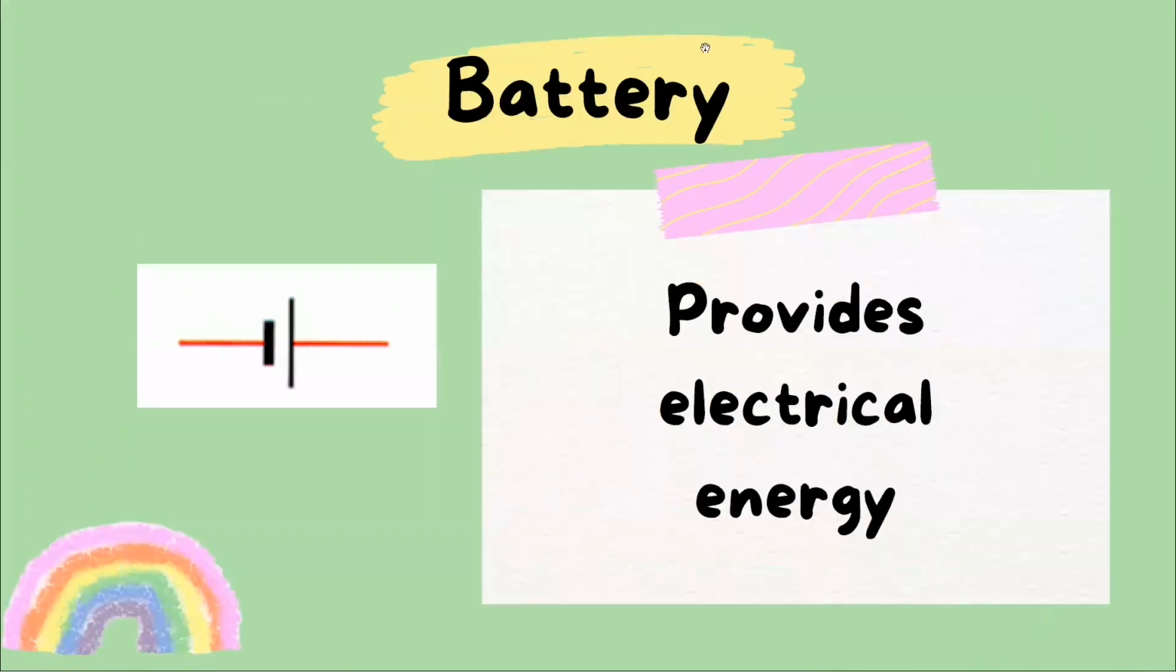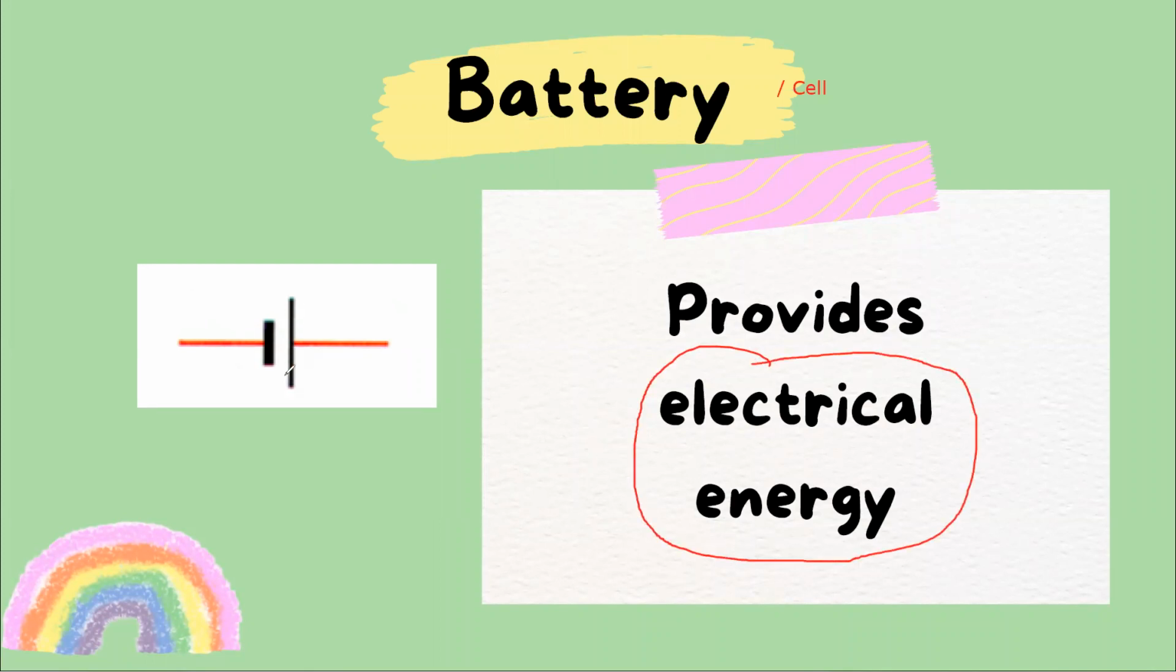First and foremost, it's the battery. You can either say battery or cell, no problem. Usually, batteries, of course, provide energy, but what type of energy? Electrical energy. They are represented with one long line and one short line. This is to represent both the positive and negative sides of the battery.